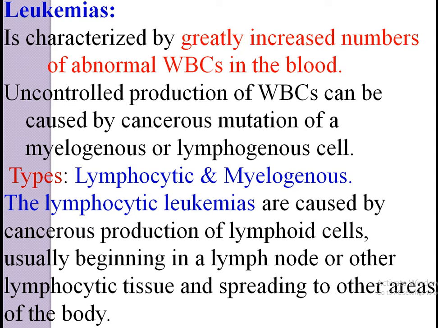Now coming to a very serious, dangerous disease, leukemias. It is characterized by a greatly increased number of abnormal WBC in the blood. In other words, we can say blood cancer. What happens? The abnormal WBC are there, which are not capable of dealing with infection properly. Uncontrolled production of WBC can be caused by cancerous mutation. How this mutation occurs genetically, I will tell you later on. Here I must tell you the main types, lymphocytic and myelogenous. But these types are further subdivided also.